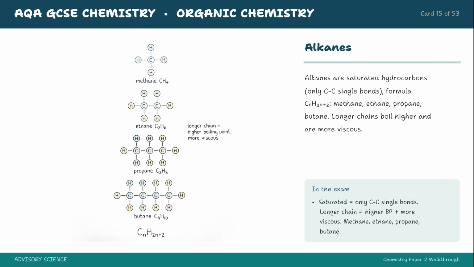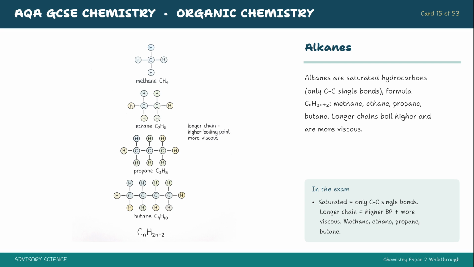The first four alkanes you need to know are methane, 1 carbon, ethane, 2 carbons, propane, 3 carbons, and butane, 4 carbons. They follow the general mathematical formula CnH2n+2. As the carbon chain gets longer, the boiling point increases. The liquid becomes thicker and more viscous. It becomes less flammable and it turns darker in colour.